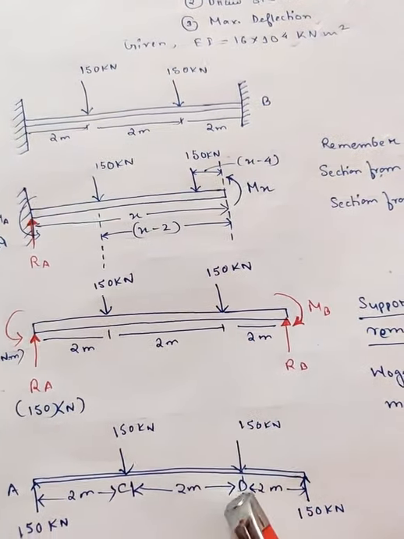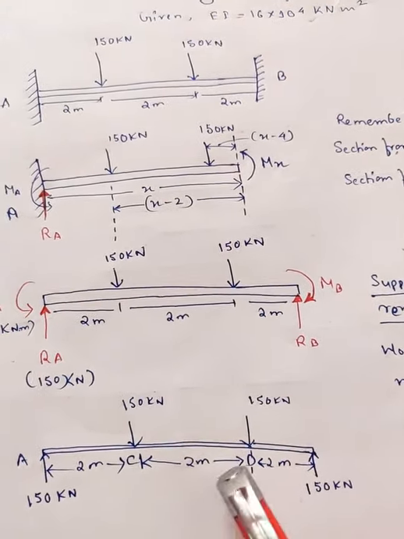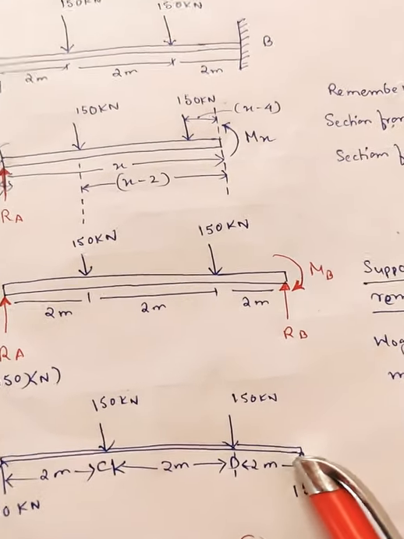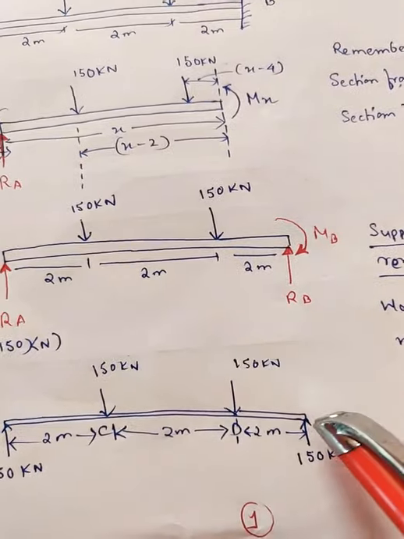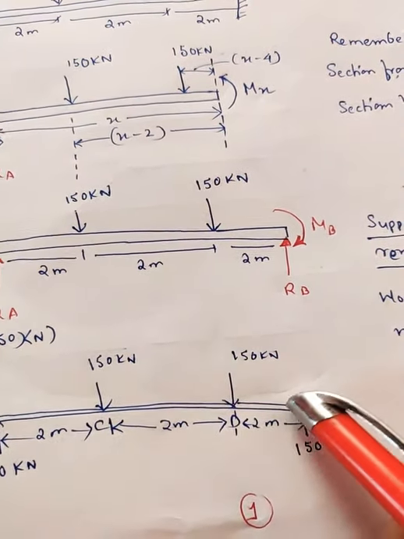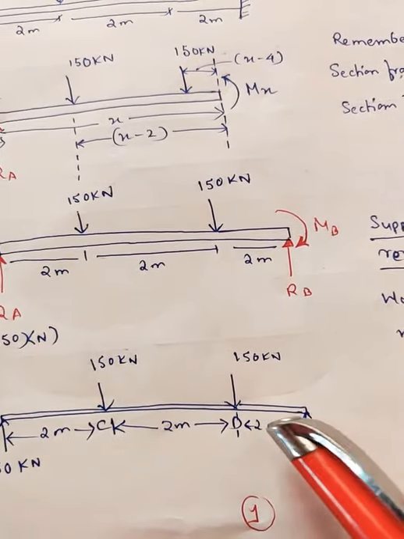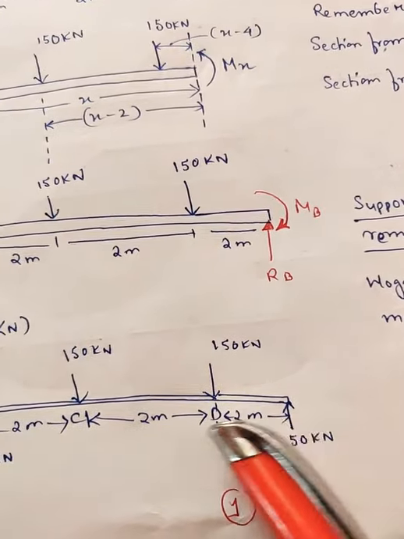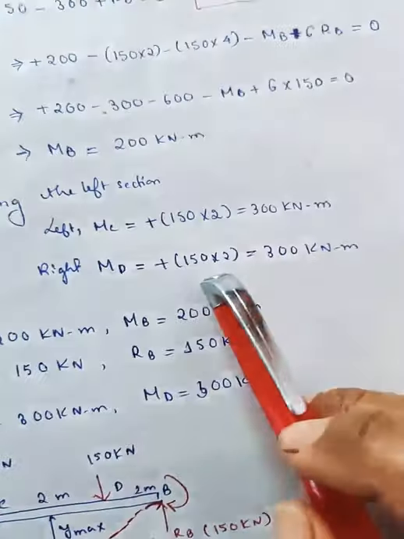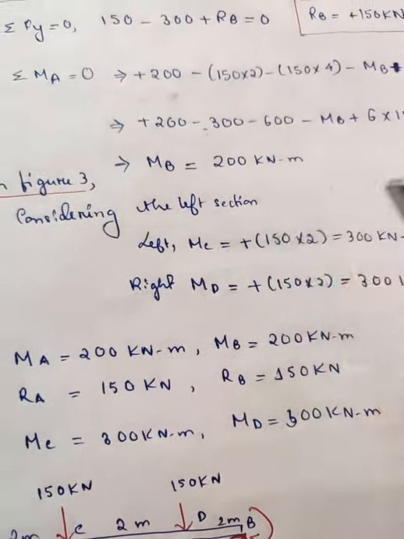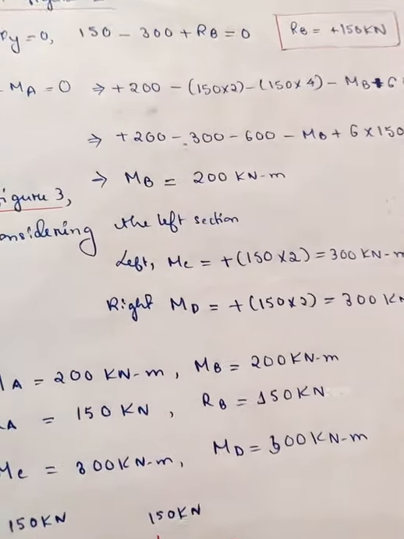Then at MD, again, here we will take the right section, not the left section. For the right, here 150 is acting upward, means how the deflection forms, it will be something like this from this point. It is also a case of sagging, hence it will be 150 positive into 2, the distance from D. 150 into 2, this is 300 kilonewton meter, and we got the values of MC and MD.